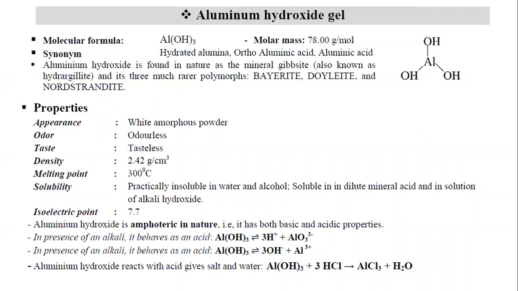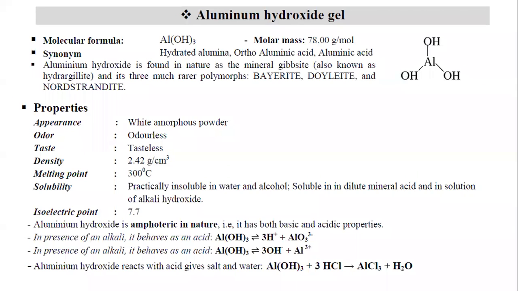Aluminium hydroxide as such is found in nature as the mineral gibbsite, also known as hydrargillite, and its three much rarer polymorphs are bayerite, doyleite, and nordstrandite. Coming to the properties, we already saw it is a white amorphous powder. It is odorless and tasteless. The melting point is 300 degrees centigrade and the density is 2.42 grams. It is practically insoluble in water and alcohol, but it is soluble in dilute mineral acid and in solution of alkali hydroxide.